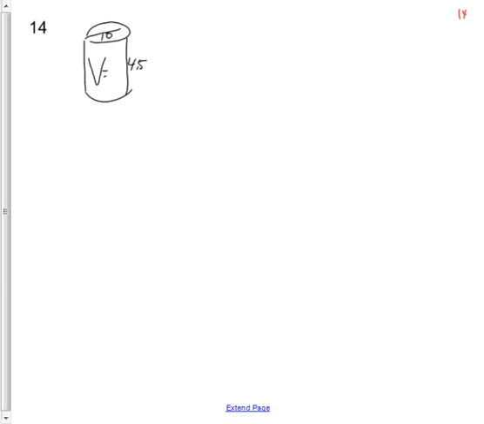The 14th question is a volume of a cylinder question. We have the diameter of 10 and the height of 4.5. I know it's disproportionate. It looks like the height is much longer than the diameter, but whatever. So for volume, our formula is the area of the base multiplied by the height of the prism.